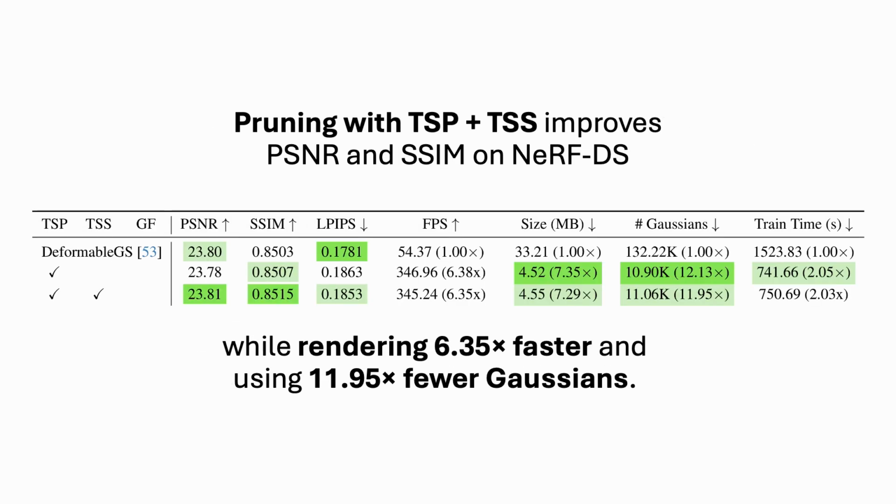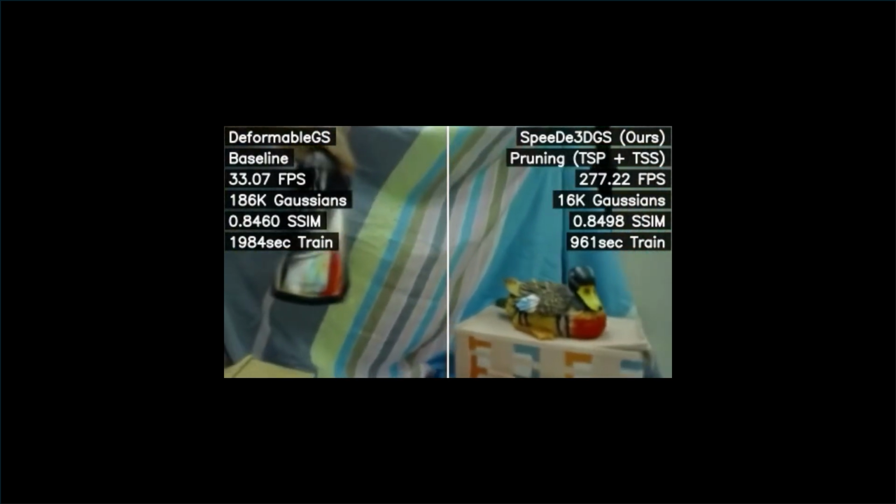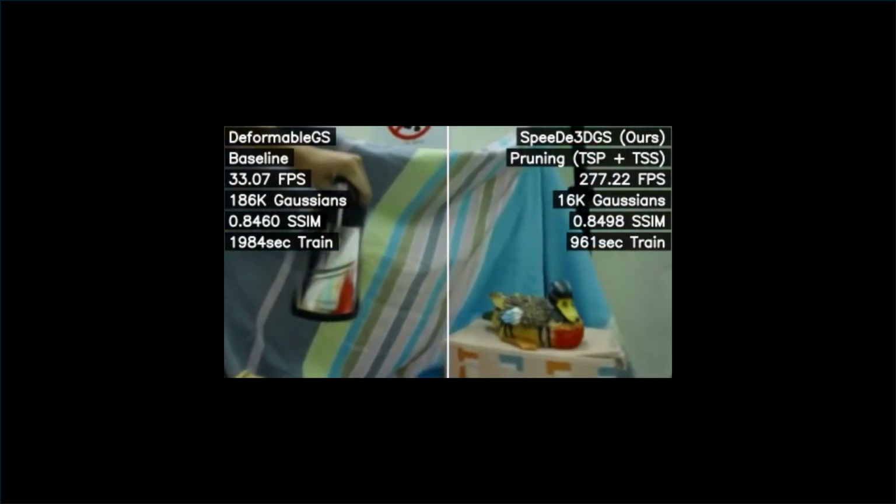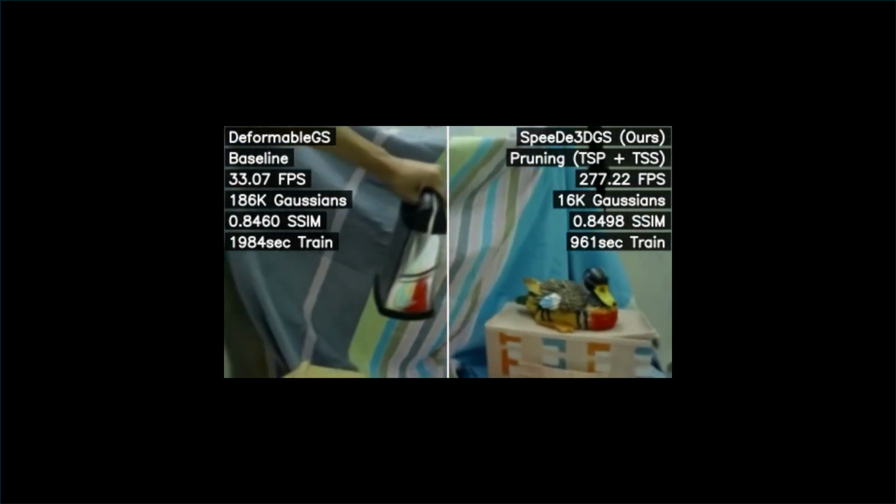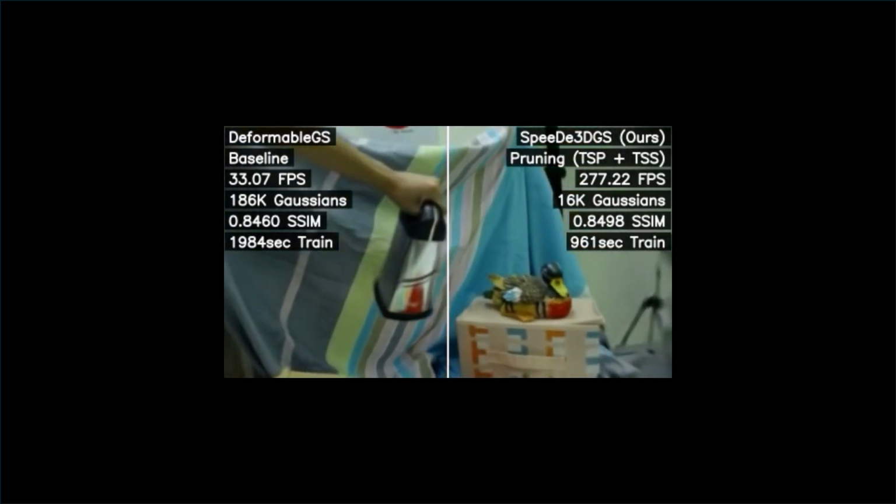Pruning with TSP and TSS improves PSNR and SSIM on the NeRF-DS dataset while rendering 6.35 times faster and using 11.95 times fewer Gaussians. Rendering speed on the Bell scene accelerates by 8.4 times, from 33 to 277 frames per second. SSIM and visual fidelity improve despite using 11.6 times fewer Gaussians. Training time is also halved. Pruning with TSP and TSS also removes floaters that are present in the baseline deformable Gaussian splatting scene.